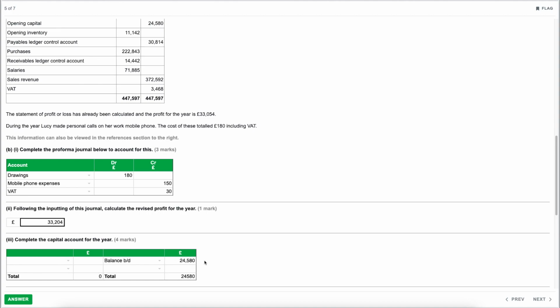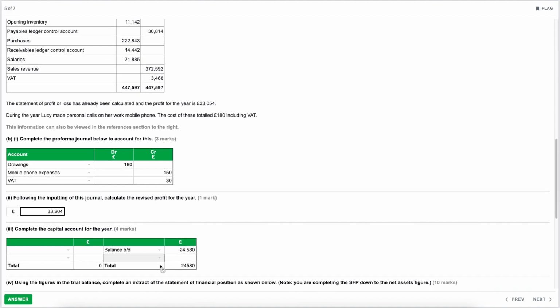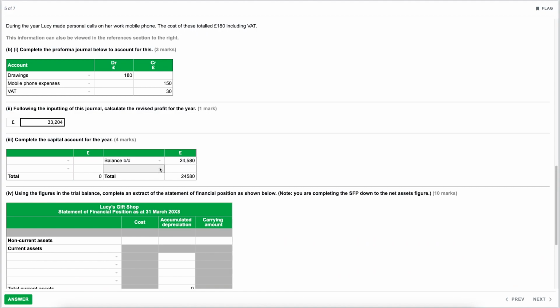Now the next transaction, I would actually input your profit. So profit increases the amount owed to the owner of the business, so therefore it would be a credit within the capital account. So we should have on here, let's scroll down a bit so we can see, profit for the year, and it wants to be your adjusted amount that we've just worked out, so it will be 33,204.